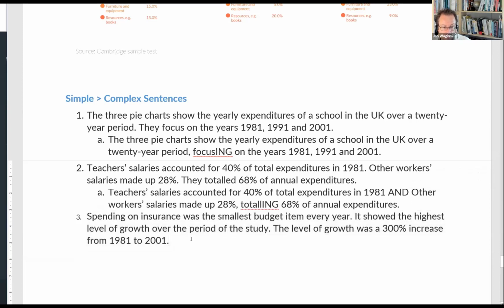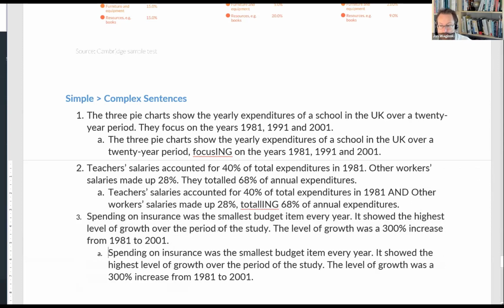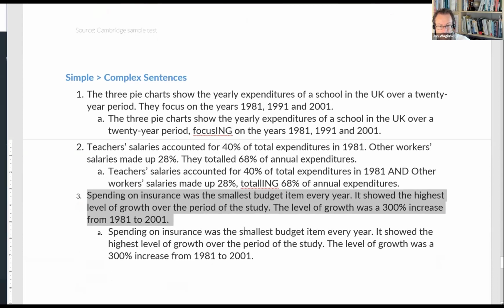And then we've got one more. Let's do Zubi. Spending on insurance was the smallest budget item every year. It showed the highest level of growth over the period of the study. The level of growth was a 300% increase from 81 to 2001.